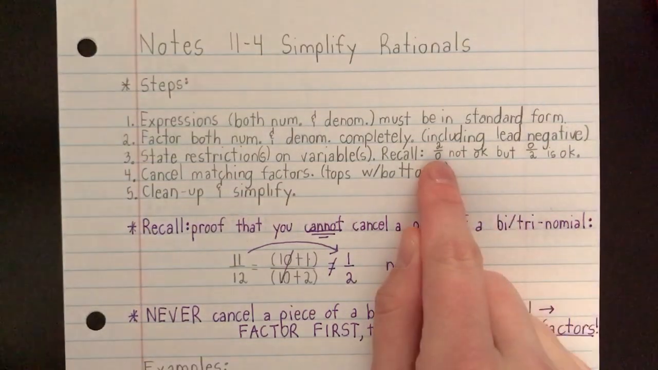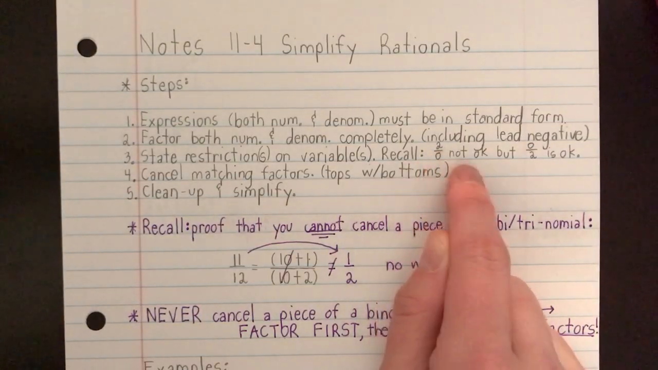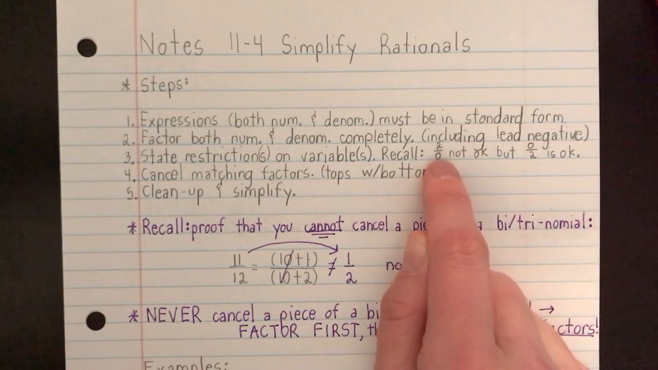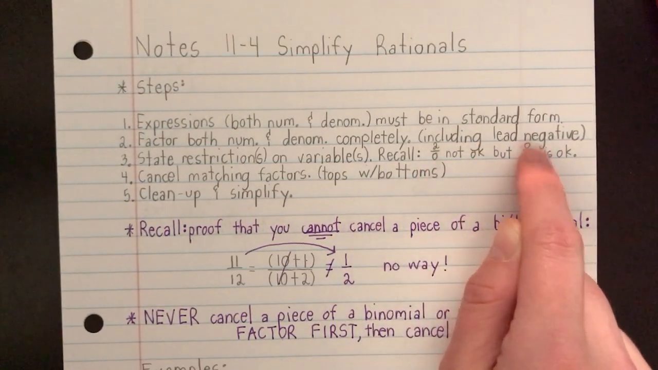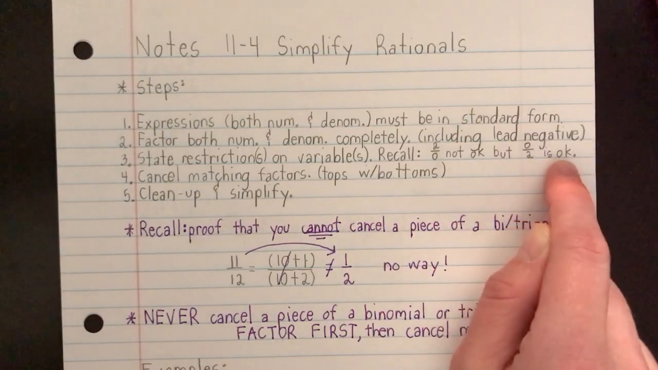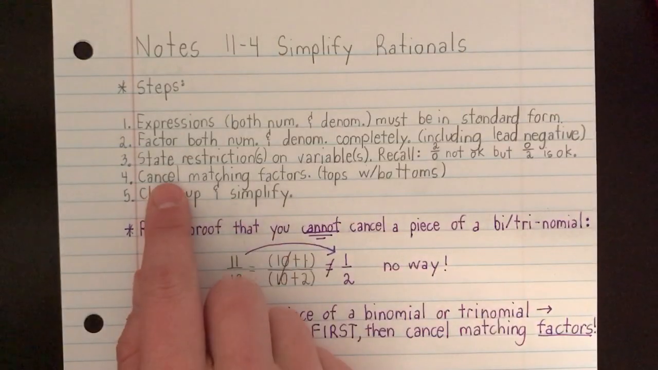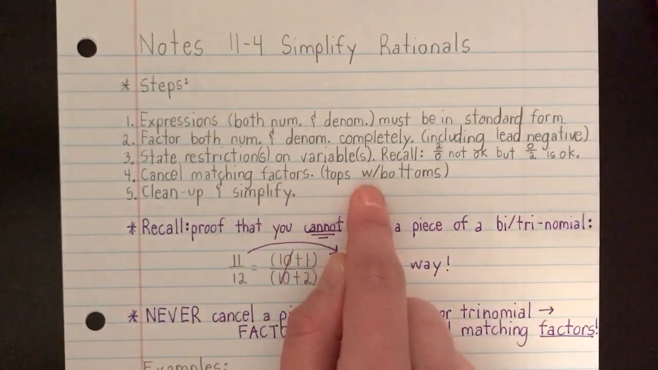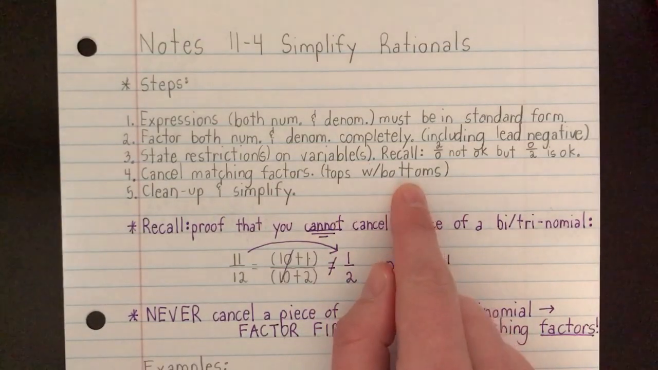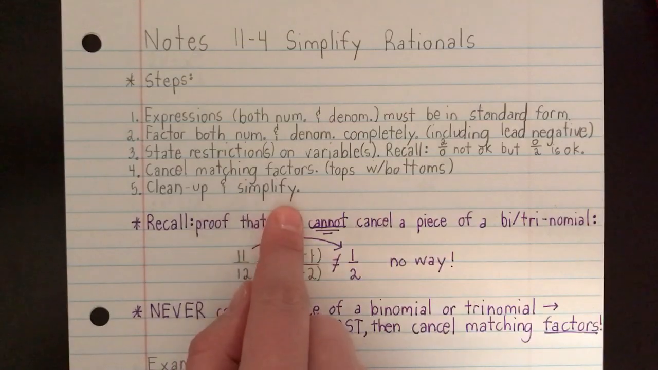Remember, I've told you this before, I know multiple math teachers have told you this before, 2 over 0 is not okay. You cannot have 0 in the denominator, but it is okay to have 0 in the numerator. 0 over 2 is okay. All right, and we're going to be using that a lot today for our restrictions. Fourth, cancel matching factors. You can only cancel tops with bottoms, top to bottom, not top to top, not bottom to bottom. Fifth, clean up and simplify.